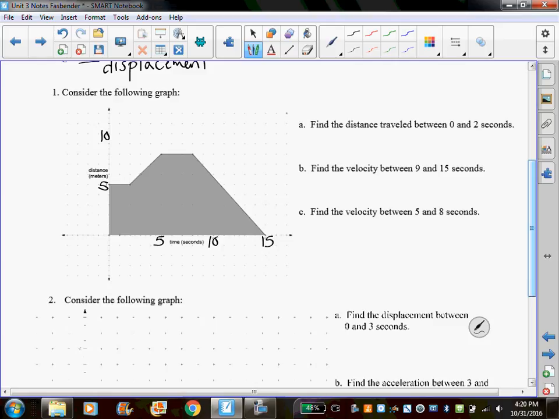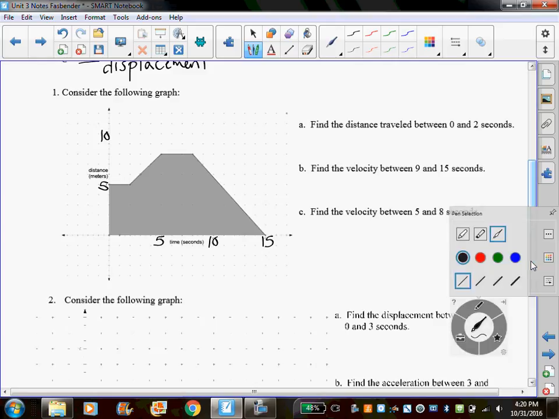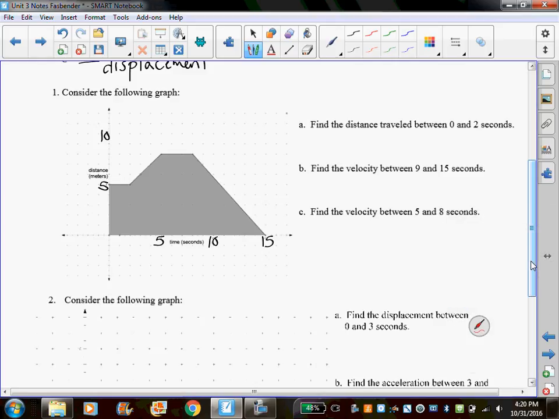What we want to do is find the distance traveled between 0 and 2 seconds. So between 0 and 2 seconds is right here on our graph. And since this is a position versus time graph, that's telling us that we've stayed at a position of 5 the entire time. If we stayed at 5 the whole time, we went 0 meters. We got that by reading the y-axis.